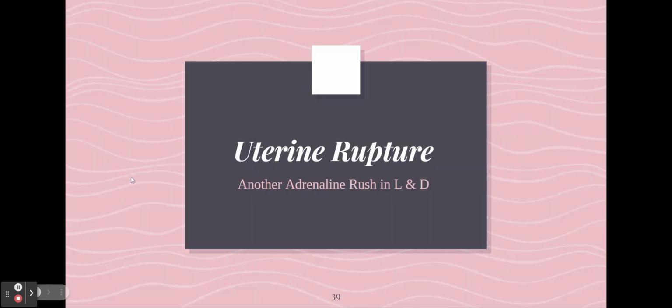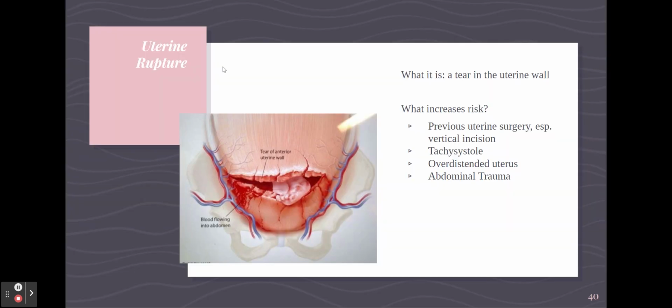Uterine rupture, another adrenaline rush in L&D. This is a catastrophic emergency where you actually have the uterine rupture. What it is, it's a tear in the uterine wall, just like you see in the picture here. It is more common with previous uterine surgery, especially vertical incision or any other type of uterine surgery. Tachysystole, if we're hyperstimulating the uterus to contract, we're creating a situation where the uterus is more likely to rupture.